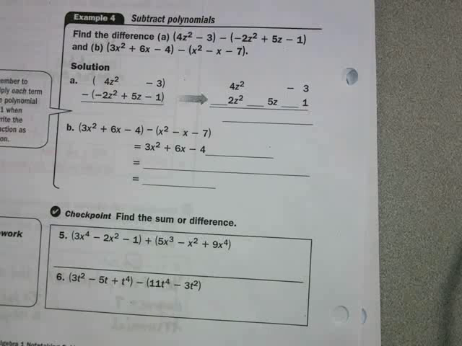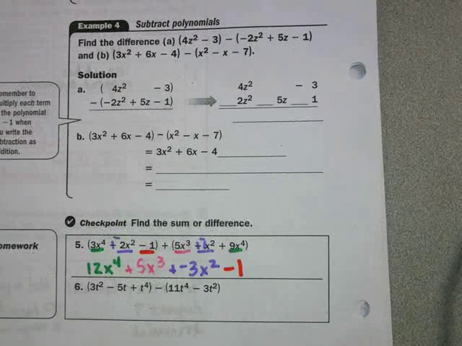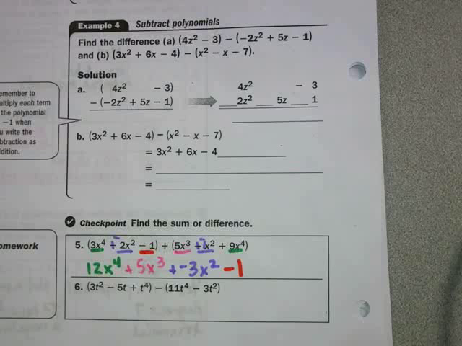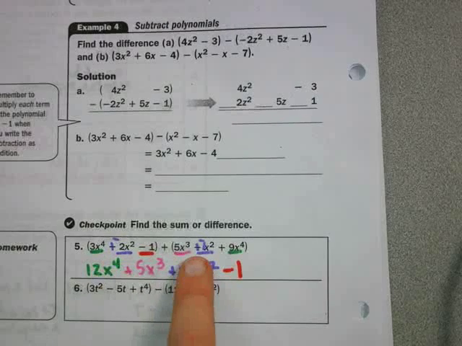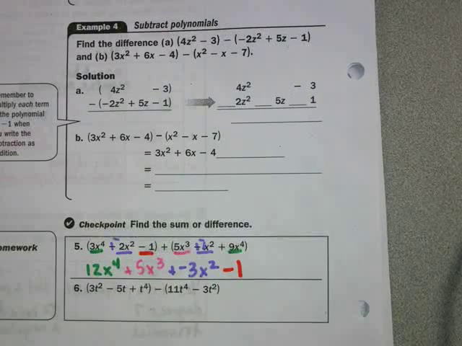Okay, your solution should be 12x to the fourth plus 5x cubed plus negative 3x squared minus 1. And if you have minus 3x squared, great. You'll notice in the x squareds, I made them plus a negative 2 and plus negative 1, so I didn't forget about that guy. Negative 2 plus negative 1 is negative 3.